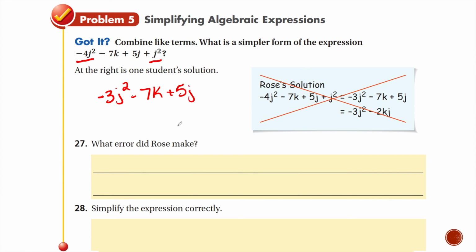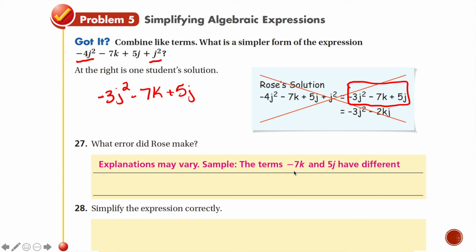So what error did she make? As you can see, we got what she did right there. Problem is, she took it a step further. She did -7k plus 5j, which you can't combine. They're not like terms. Therefore, the error that she made was that she combined -7k and 5j together. And what this says is the terms -7k and 5j have different variables, so they can't be combined. And simplify the expression, like we did up here, and like what Rose did over here.